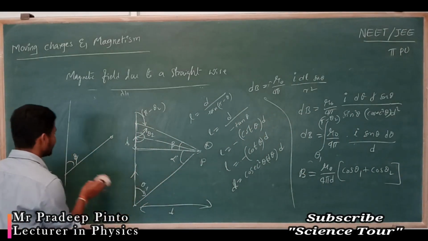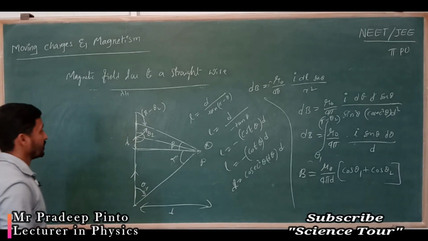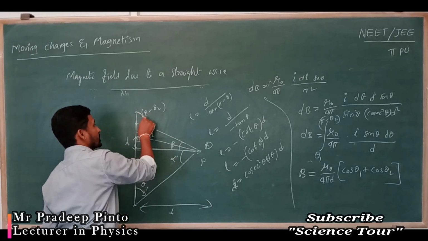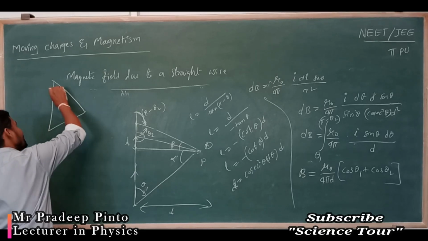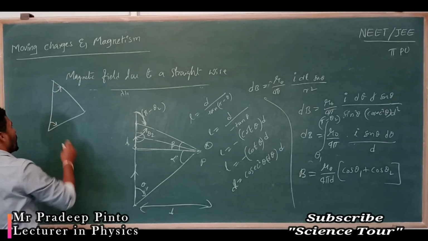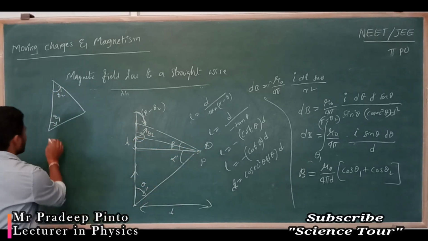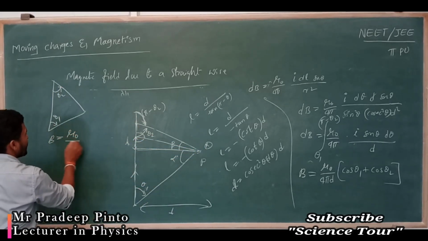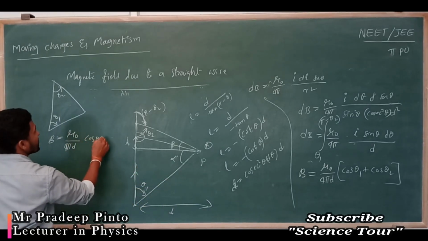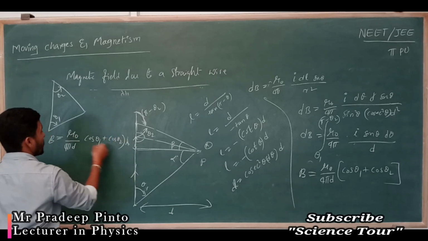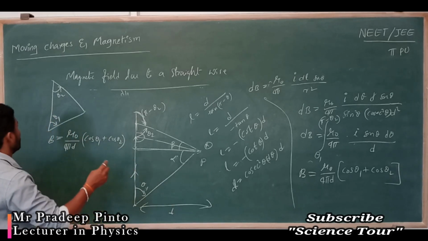We are only interested in that. See the beauty of this equation. We do not want this angle now, we want only the angle made by here. So what happens? Theta 1, theta 2. So one expression is this: mu naught divided by 4 pi d, into cos theta 1 plus cos theta 2. That is one expression.